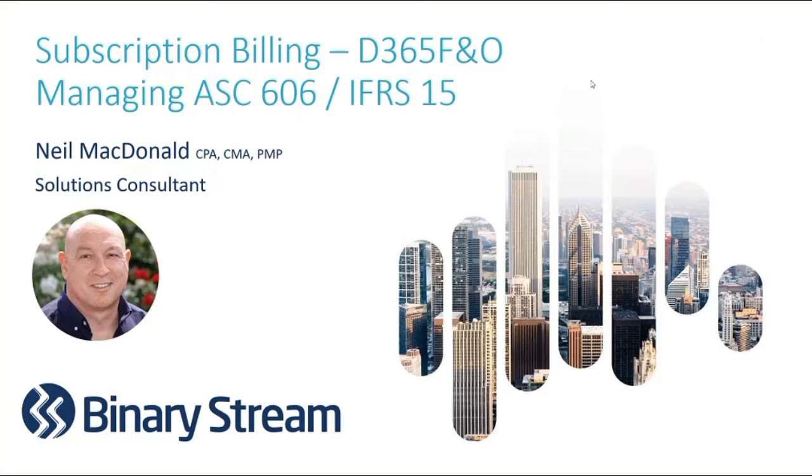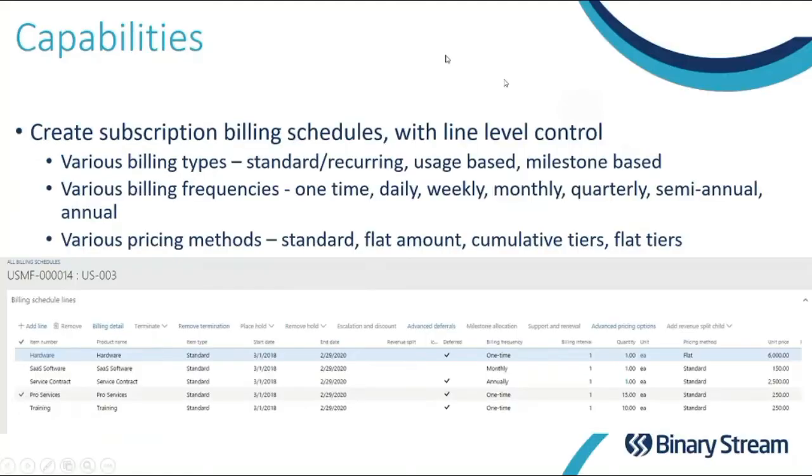Now, I do want to talk a little bit about what our subscription billing suite can do very briefly. Some of the capabilities that you'll be able to have with our subscription billing suite is being able to create subscription or SaaS type of billing, any recurring billing. We have different billing types in our subscription billing suite: standard billing, usage-based billing, milestone-based billing. We have different billing frequencies, anything from one-time, daily, monthly, quarterly, semi-annual, annual, and you can even compound those, for example, annually times 2, so bill every 2 years.